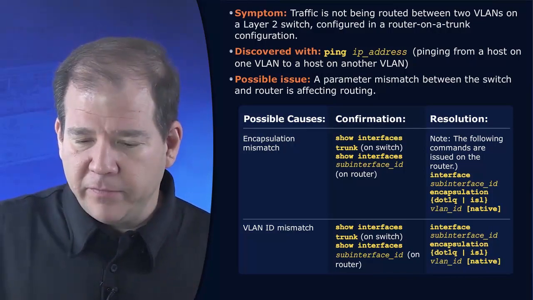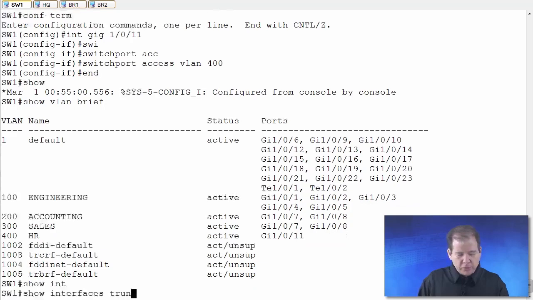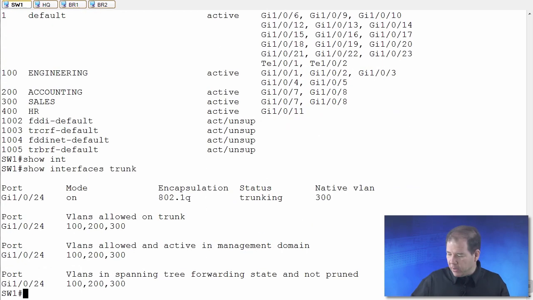Let's go out to the live interface once again and just review on a switch. If I want to see what VLANs are going over, what VLANs are allowed on this trunk, and what my encapsulation type is on the switch, we can do a show interfaces trunk. And I've got gigabit 1/0/24.